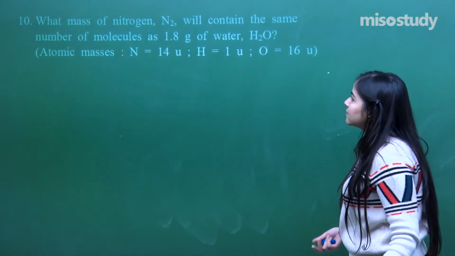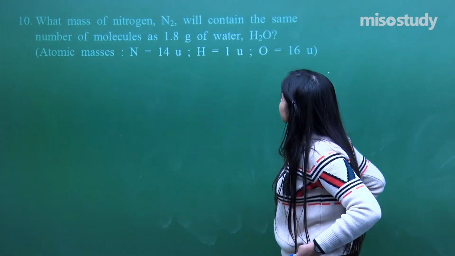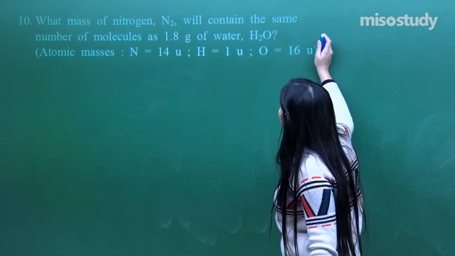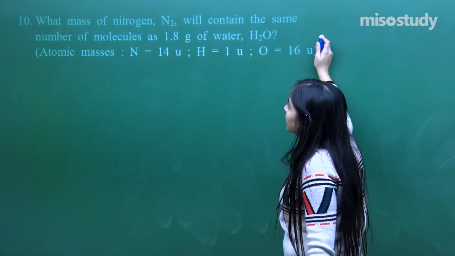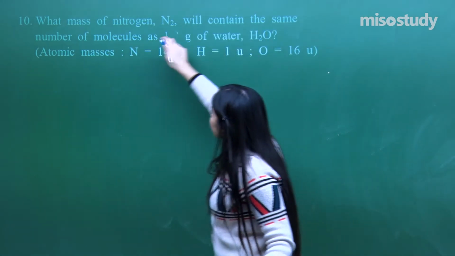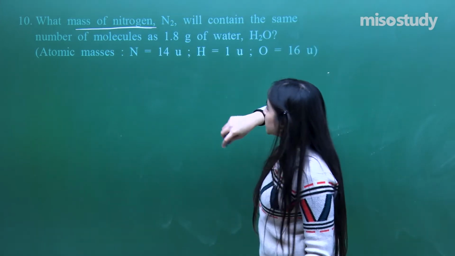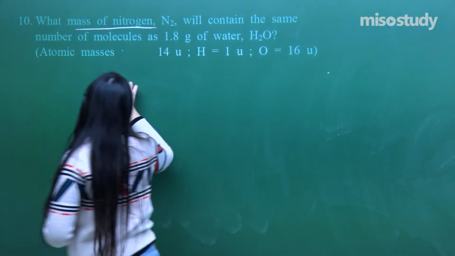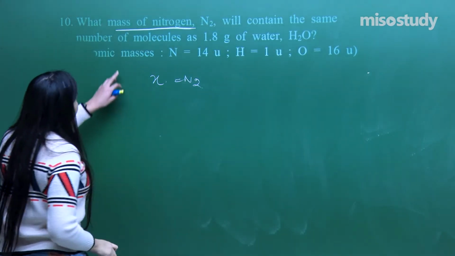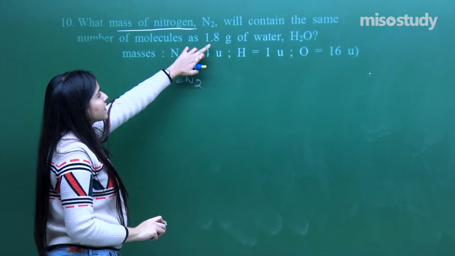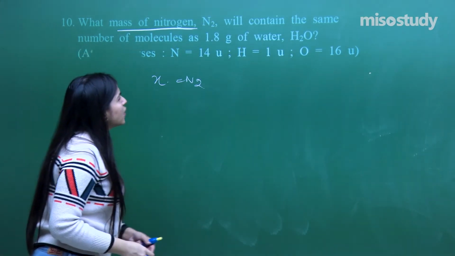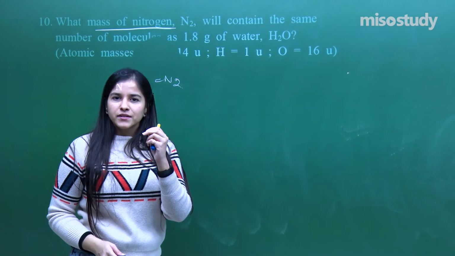Now question number 10. What mass of nitrogen N2 will contain the same number of molecules as 1.8 grams of water H2O? So basically what they are asking is the mass of nitrogen. How much mass of nitrogen will be there? Let's say X of N2 gas, which will be containing the same number of molecules as 1.8 grams of water. So how many molecules of 1.8 grams of water will be there?